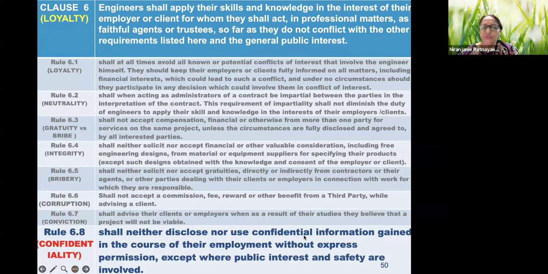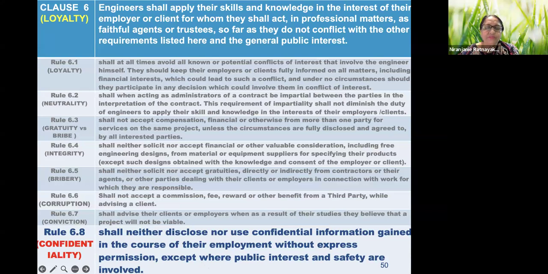Shall neither disclose nor use confidential information gained in the course of their employment without express permission, except where public interest and safety are involved. Now, 6.8 here is talking about not giving out information pertaining to your work, right? Because if there's any confidential information, you are loyal to the client or your employer to safeguard that information. Look at the last one: except where public interest and safety are involved.